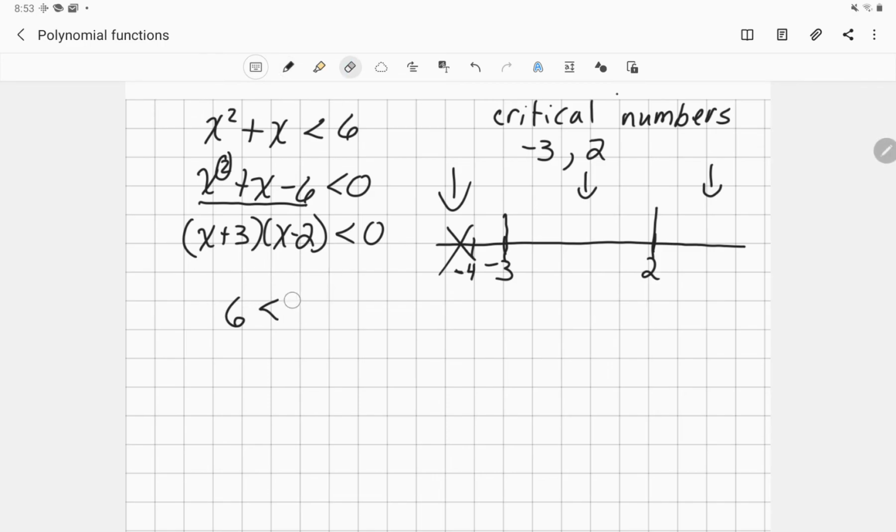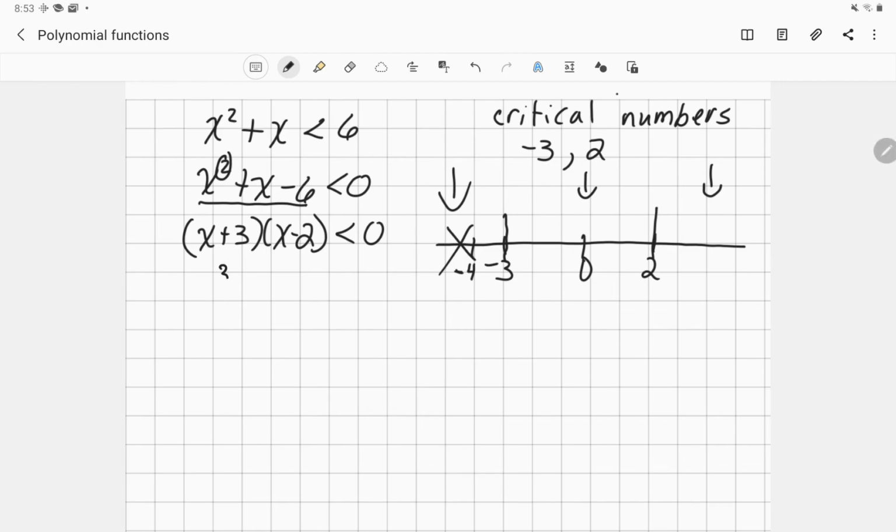Okay. So now I'm going to go to the next test interval, and I'm going to pick any number I want, as long as it's between -3 and 2. Now, if I have the opportunity to pick the number 0, I very often am going to pick 0 because it tends to be easiest to do. You don't have to pick 0. If you would like to pick -1.739, go ahead. But that's crazy. I'm going to pick 0.